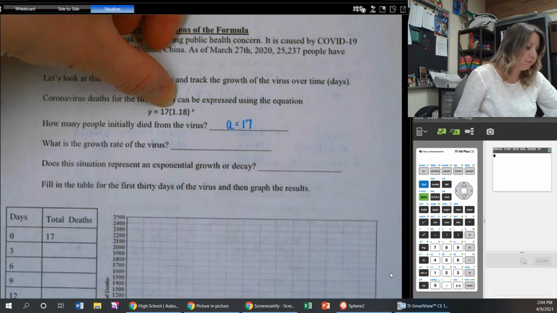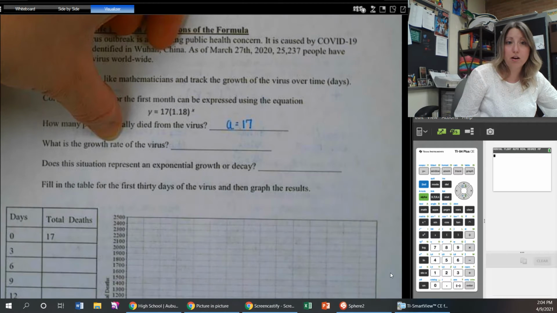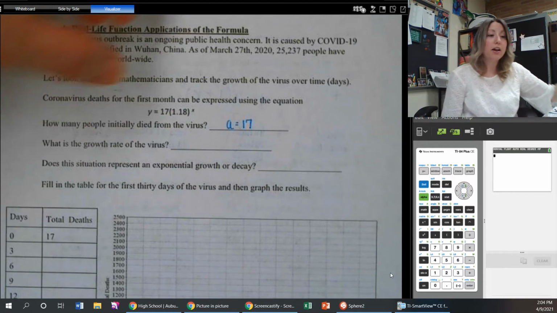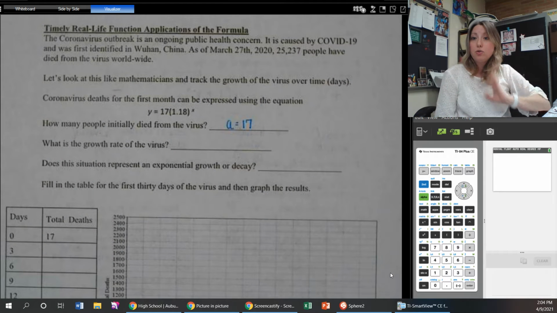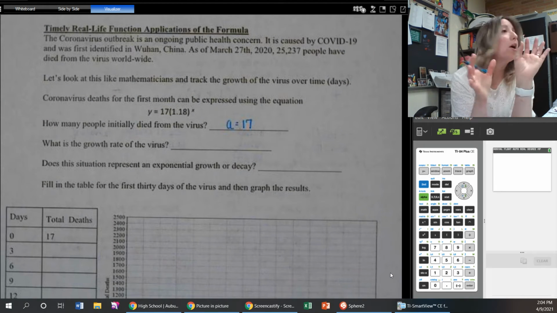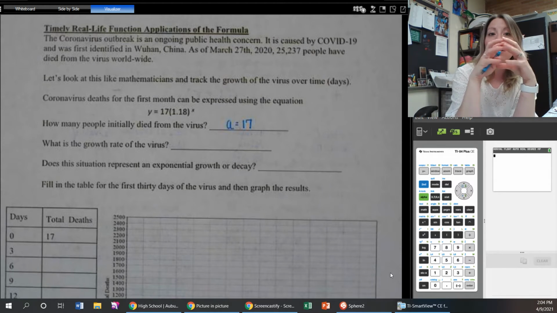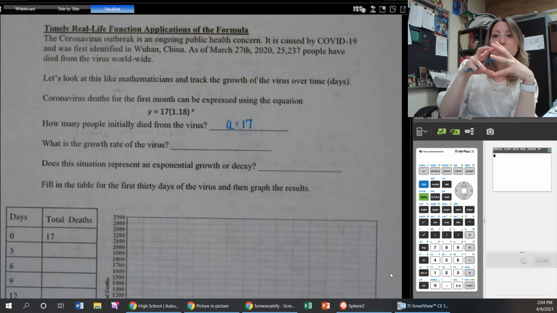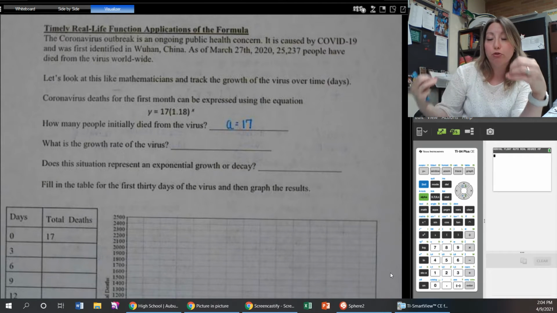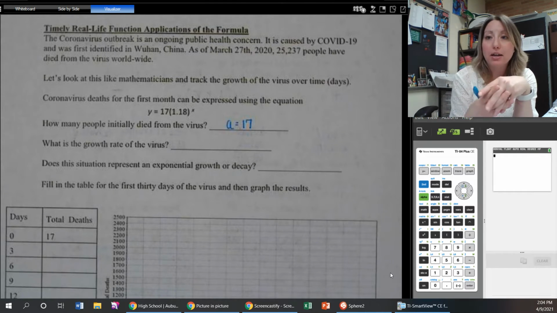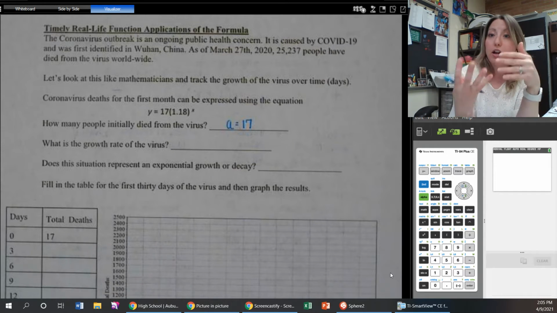17. What is the growth rate of the virus? Now, this is the thing I haven't talked about with you yet, as to taking a base where the 1 has been added or subtracted with your rate in decimal form and finding what the rate is. So extracting the rate from something that's already been combined. It's easier in a growth function than it is in a decay function, and I'll show you why.